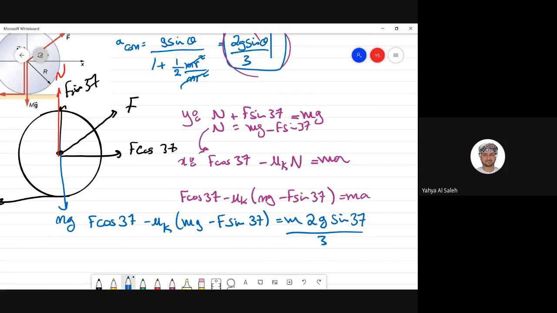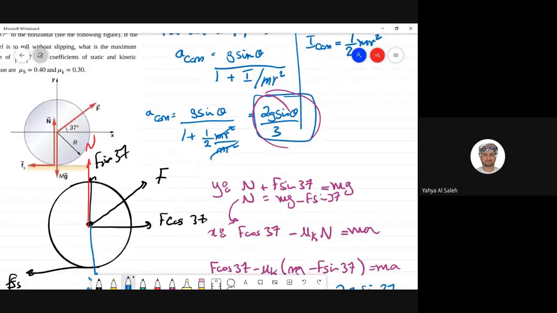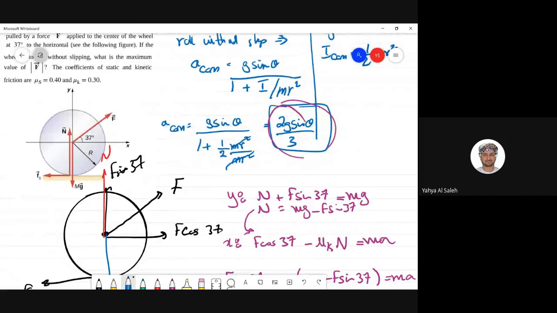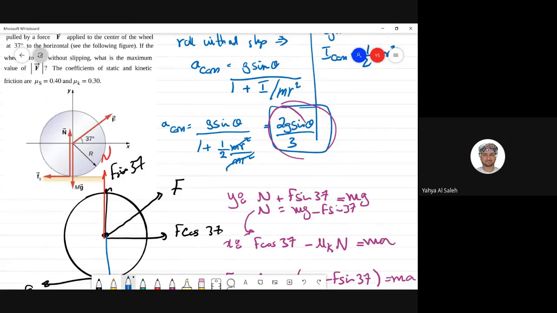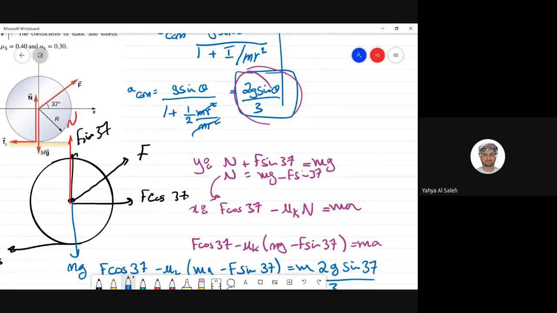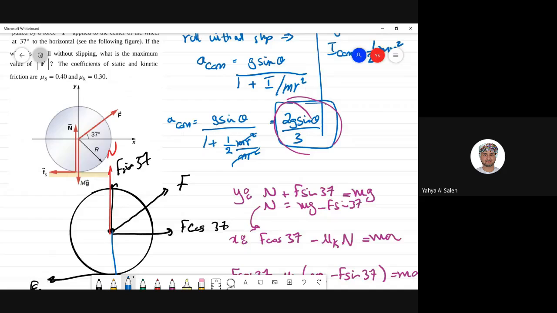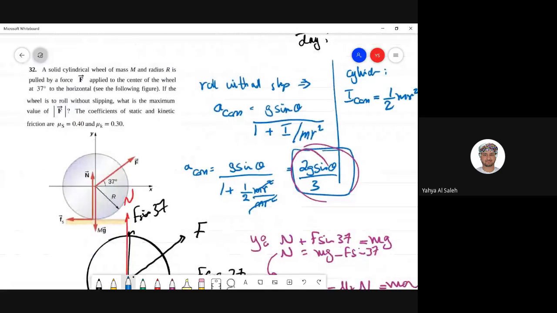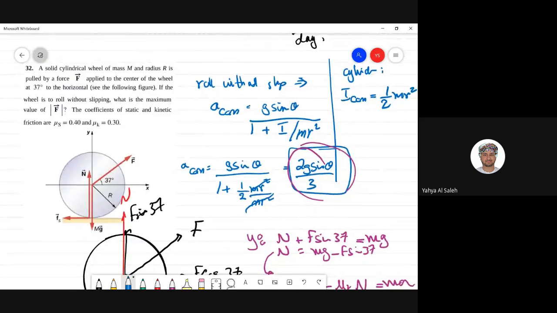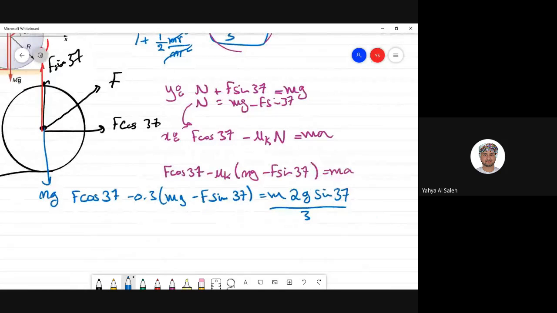Now I know mu k from the question is equal to 0.3. Correct? So I can simply substitute 0.3 here. I know my mass. What is my mass? Oh, I don't know what my mass is. So I'll just keep it this way. But my mass is a constant. G is a constant. The only thing I need here is F.